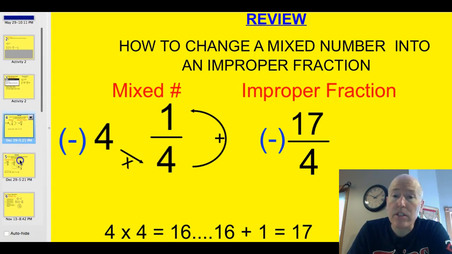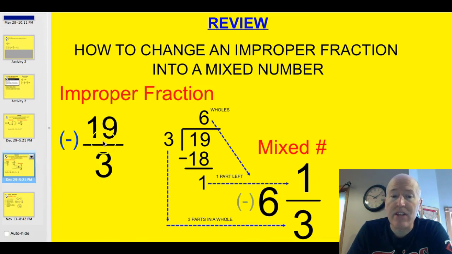The next question is, how do you flip it back? Now you have negative 19/3. We often see answers like this. It could be a negative, I put it in parentheses. It doesn't have to be negative. Well, that means 19 divided by 3. So here's my 19. I'm dividing it by 3. It goes in there 6 times. I've got 18. I subtract it out. I have 1 left over.